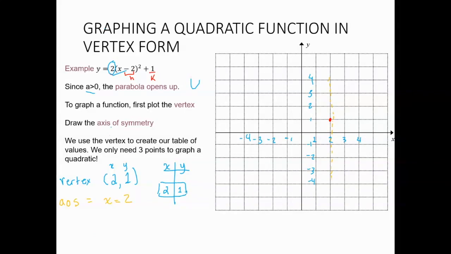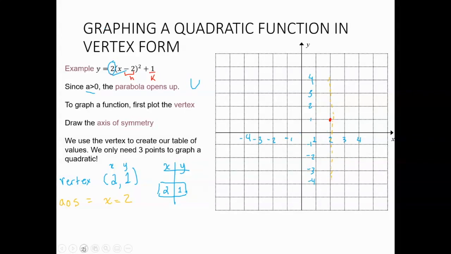Now I said we use the vertex to create our table of values. We only actually need 3 points to draw a quadratic. Some teachers like you to do 5, but we really only need 3. So I'm going to pick a point to the left of my x value here. Because my vertex is at 2, I'm going to pick 1. You could have also picked 0.